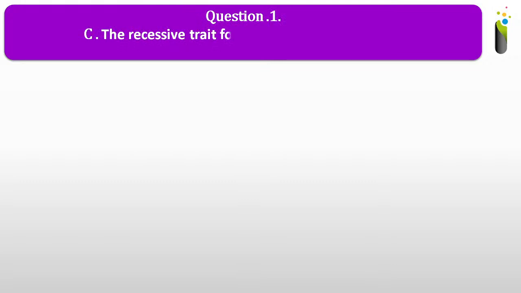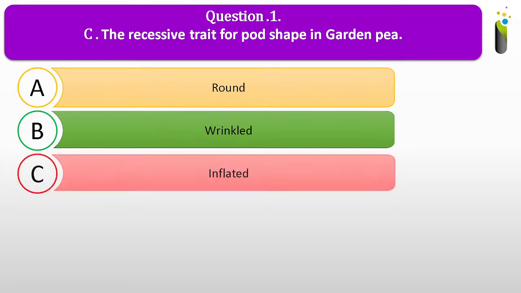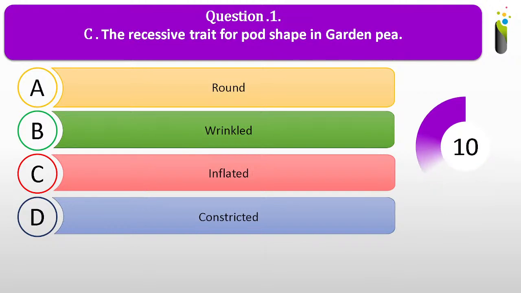Question number one, sub-question C. The recessive trait for pod shape in garden pea is dash. A. Round. B. Wrinkled. C. Inflated. D. Constricted. The recessive trait for pod shape. So what is the recessive trait for pod shape? Try to recollect the shape of the pods. What are the shapes of the pods? Which are the traits seen in this?